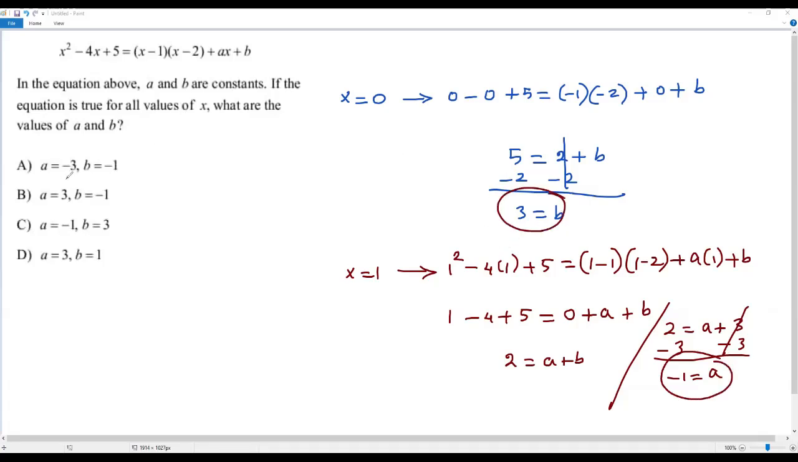Now let's go over the answer choices and find the one where we get a = −1 and b = 3. We find a = −1 and b = 3 in answer choice C. The correct answer choice for this question is C.